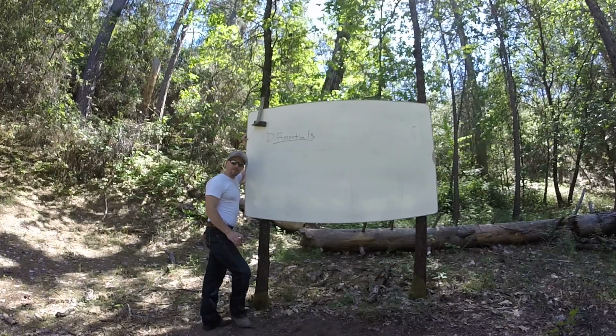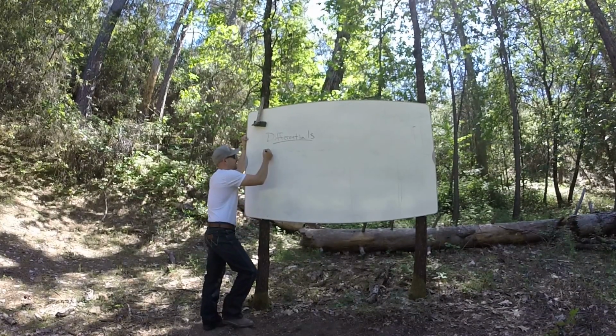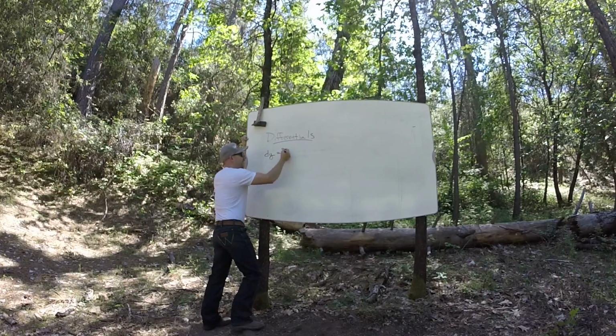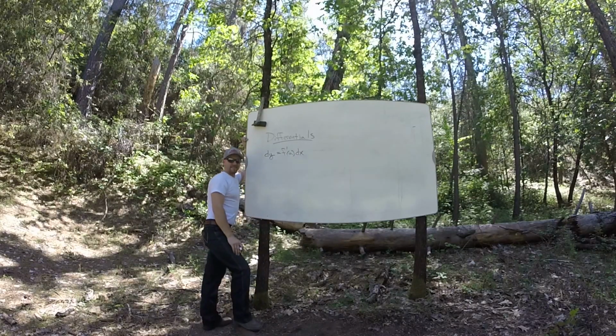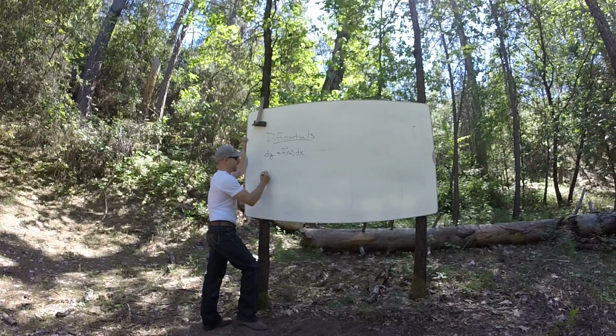Do you guys remember how differentials worked in one-dimensional calculus? Kinda. I don't think I remember them at all. They were something like dy was f prime of a times dx. Oh, okay, now I remember.